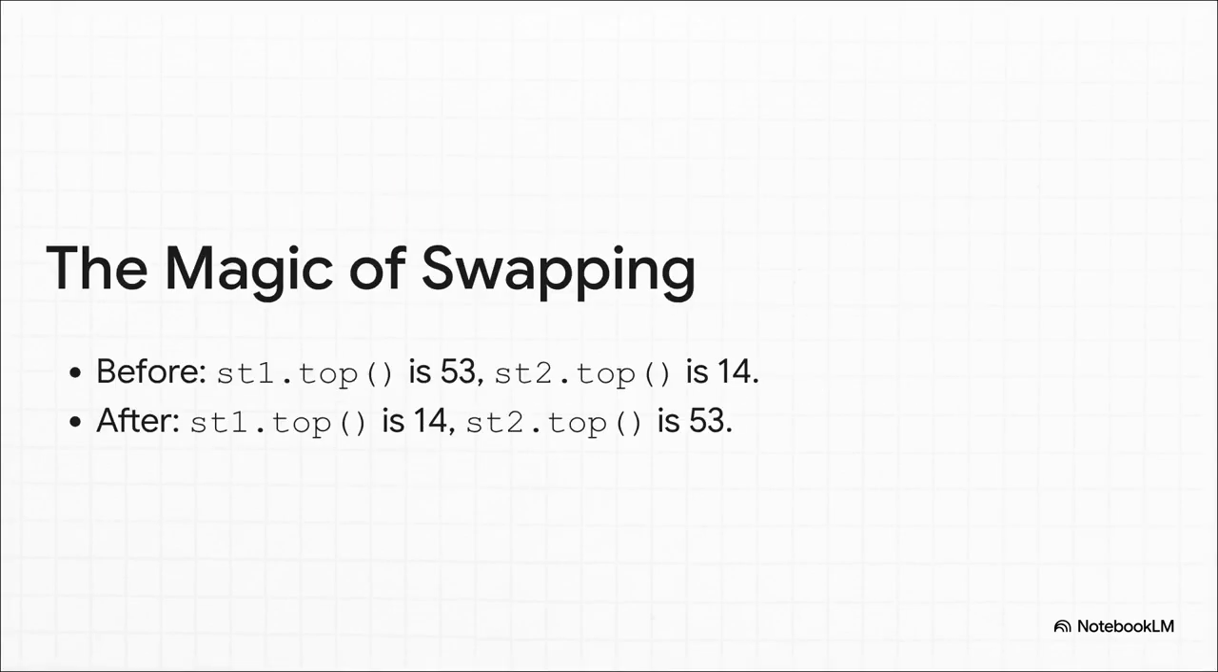Got it? And now, for the grand finale, the code calls a single function, st1.swap(st2). Because the stack class is a template, its swap method knows exactly how to exchange the contents of these two objects, no questions asked. And look at the result. The top of stack 1 is now 14, and the top of stack 2 is 53. They've completely traded places. That is the power of generic code right there in action.